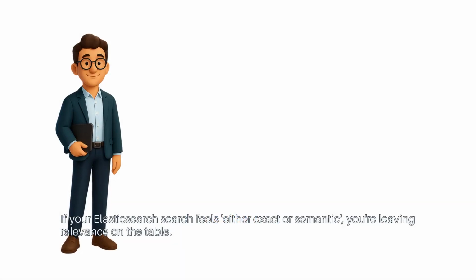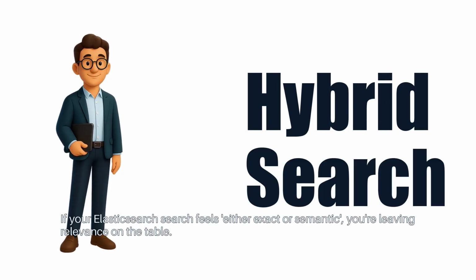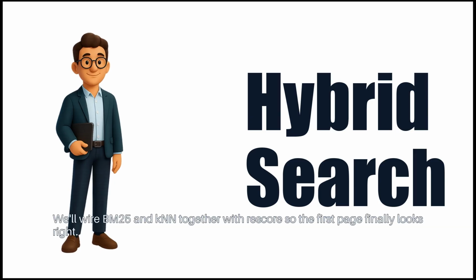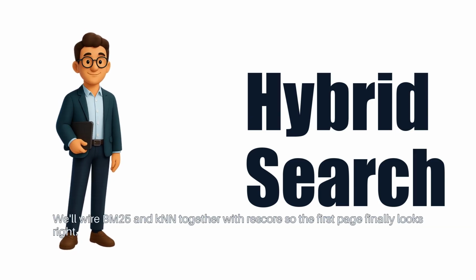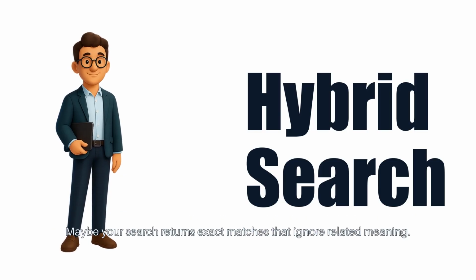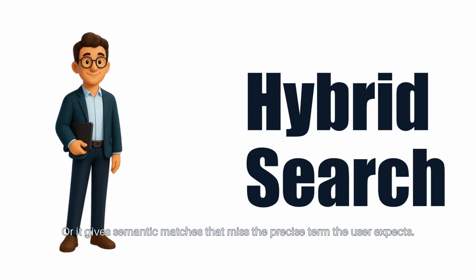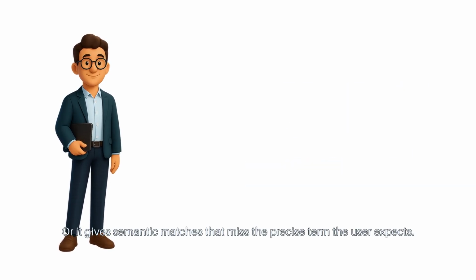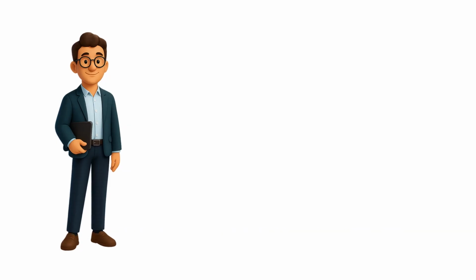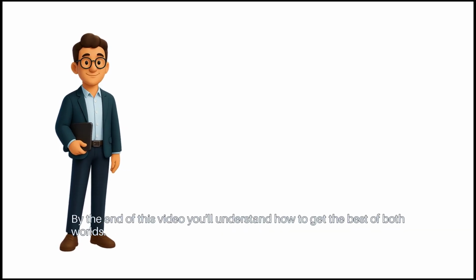If your Elasticsearch search feels either exact or semantic, you're leaving relevance on the table. We'll wire BM25 and kNN together with Rescore so the first page finally looks right. Maybe your search returns exact matches that ignore related meaning, or it gives semantic matches that miss the precise term the user expects. By the end of this video, you'll understand how to get the best of both worlds.